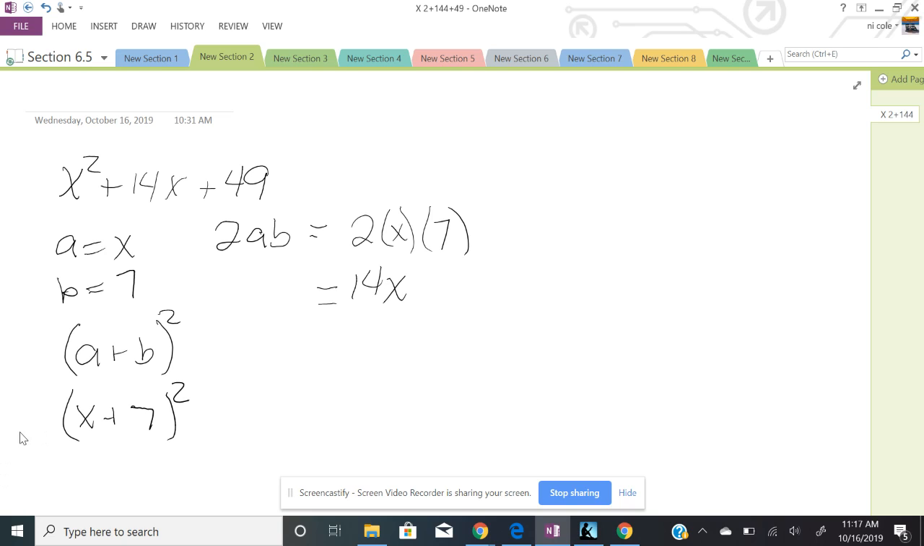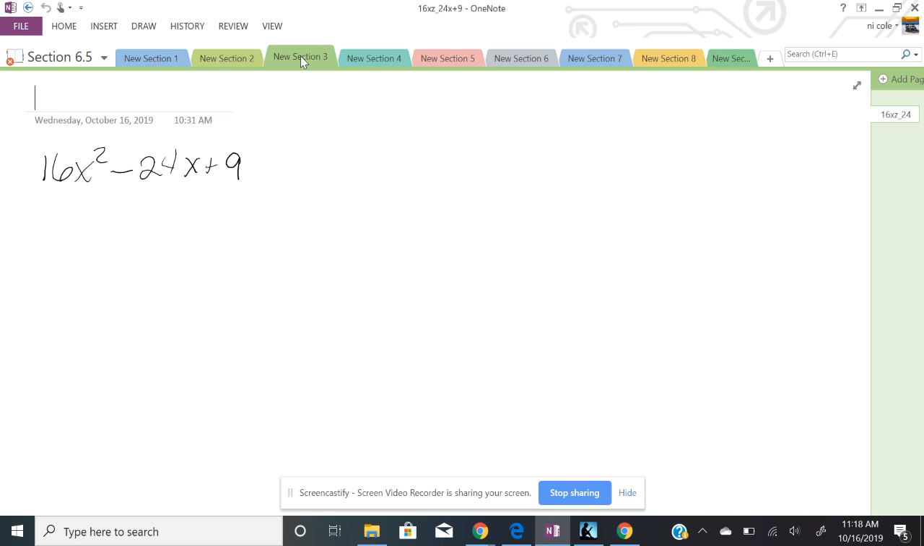You can enter x plus 7 squared like this into Math Excel, or you can write it as x plus 7 times x plus 7. It does not matter. You get to choose. I personally go with this form because I want to type less, so I'm going to use this form because it's quicker. Okay, let's look at another example.